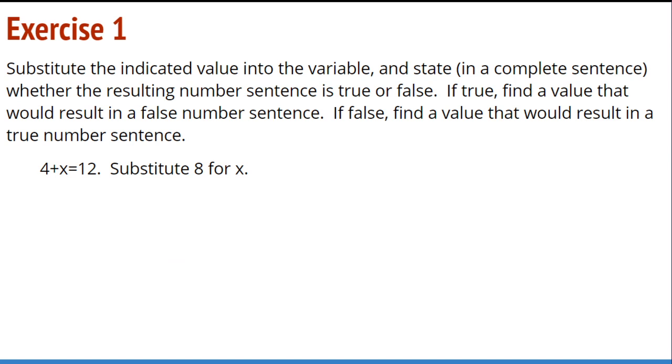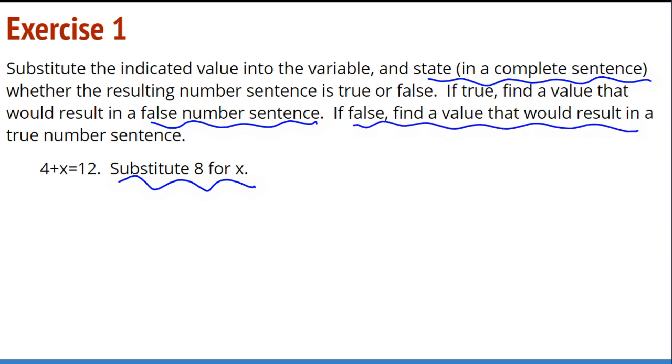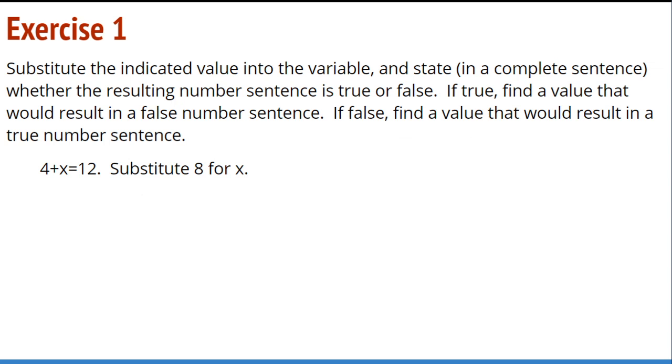And this is very similar to what we did on the example. So we are going to substitute a value, and we're going to state in a complete sentence whether the resulting number sentence is true or false. If it's true, we're going to find a value that would make it false. If it's false, we will find a value that would make it true. So first step is to substitute.